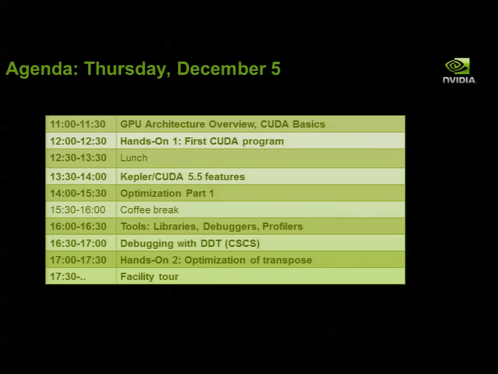Then in the afternoon, I'll talk a bit about Kepler and CUDA 5.5. I hope that at that point we have sufficient context to appreciate what these changes mean. After that, there's going to be a first part of a 2-part session on optimization. GPUs are there to accelerate, so optimization has to be a part of any kind of CUDA class. There are going to be breaks. After the optimization part, we will also have a session on tools.